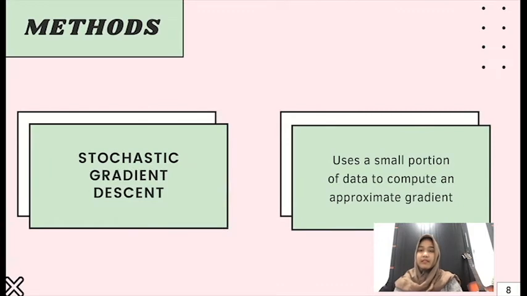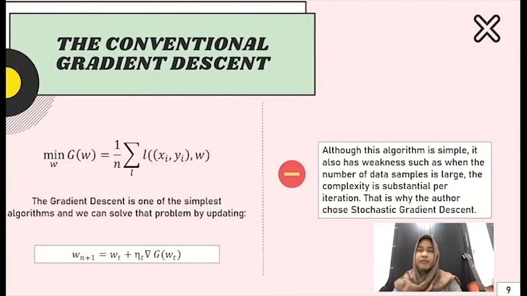For the methods, I propose stochastic gradient descent, which uses a small portion of data to compute an approximate gradient. Conventional gradient descent is one of the simplest algorithms, and we can solve the problem by updating the equation that we can see on the slide.